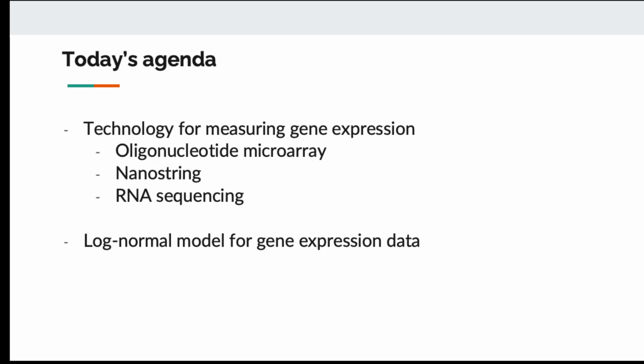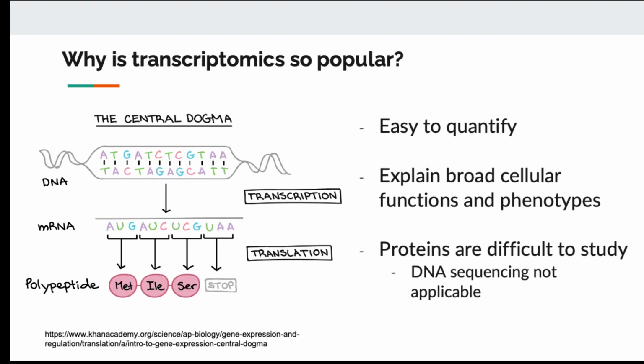Okay, so today we're going to mention three main techniques: oligonucleotide microarray, or shortly microarray, Nanostring, and RNA sequencing. Okay. So the first question that we might ask is why transcriptomics is so popular compared to other omics.